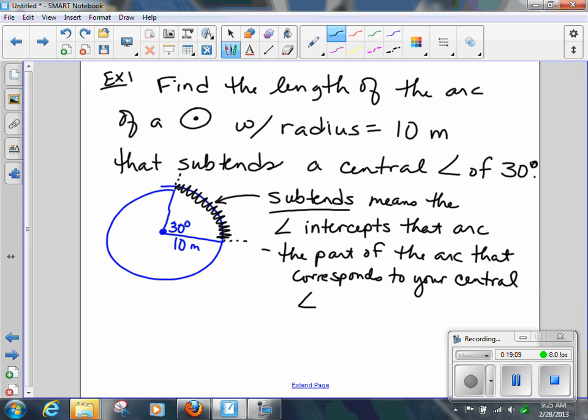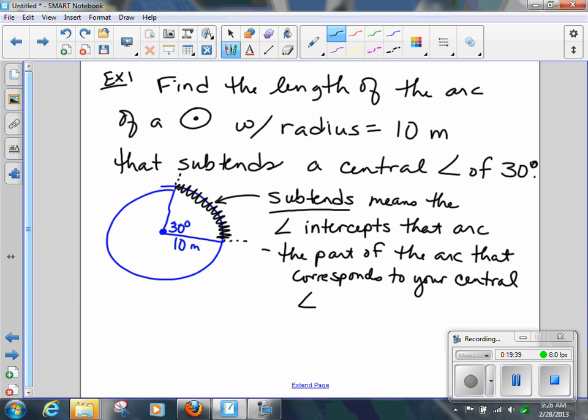Now, look at your picture. How are you going to know what you're finding? Because this is a common problem as well. Remember, you're going to have two formulas. You're going to have arc length and you're going to have area of a sector. People sometimes use the wrong formula. Well, if you read the problem, how can you do that? I don't understand. What are we finding? Arc length. We're finding the length of the arc, right?